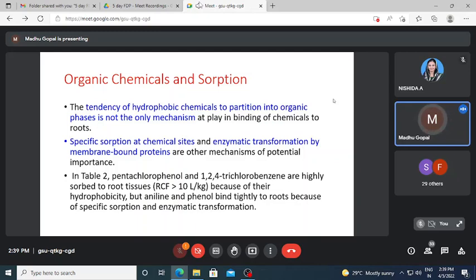So other mechanisms are also at play in binding the chemicals to roots. The other mechanisms are like specific sorption at chemical sites and enzymatic transformation by membrane bound proteins. These are other mechanisms of potential importance. Enzymatic transformation is a part of metabolism, and enzymatic metabolites are formed, and they are carried out by membrane bound proteins.